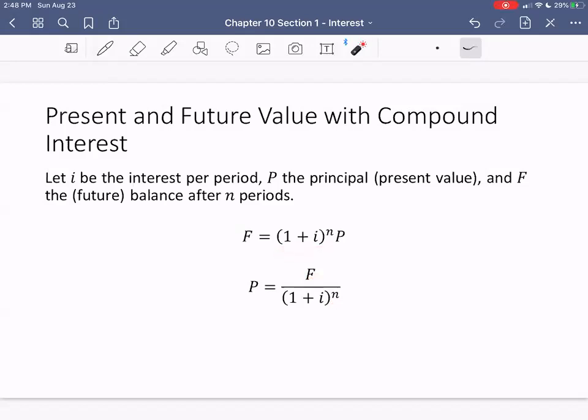They're the same formula. All I've done is move part over to the other side, because sometimes you need to solve for the future balance and sometimes you need to solve for what the principal is. You're going to see it in the very first example.